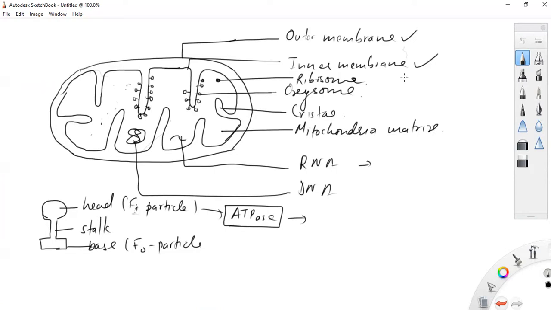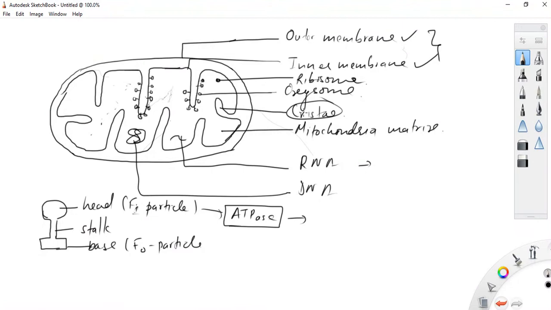Mitochondria are double membrane bound structures. So no need to mark this one. The inner membrane has infolding in it. Do you see that? Finger-like projections. Can you see the infolding of the inner membrane? Yes, sir. So the inner membrane has infolding, or plate-like or finger-like structures, that is cristae.